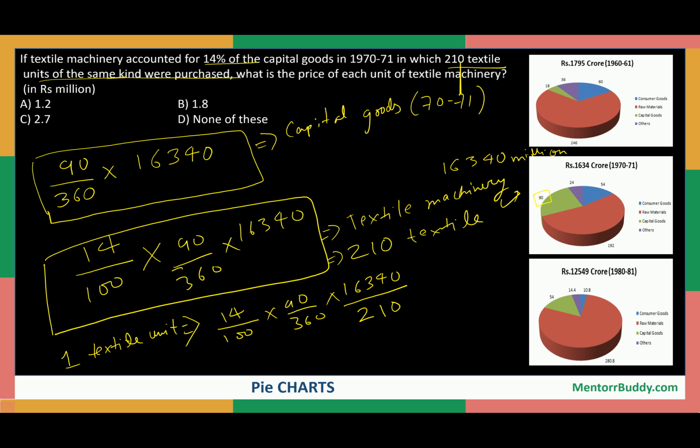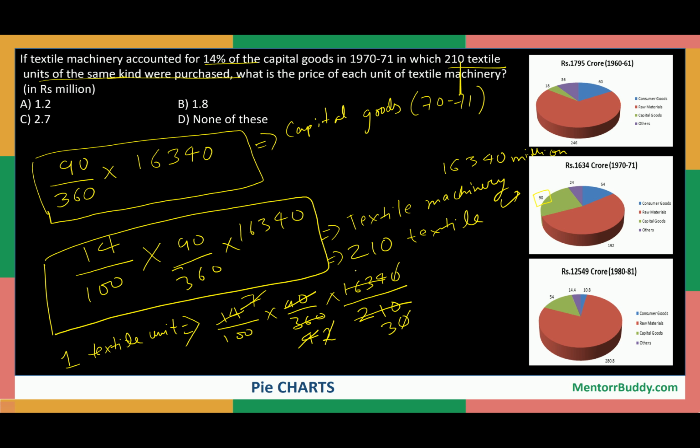Then we will get the final value of one textile unit. Now we can solve it, right? We can easily solve it. 90 into 4 is 360, right? And we can divide by 2, so 2 will come here and this will become 7. And we know 7 into 3 is 21, so this will become 30. 7 into 30 is 210, right? And this 0 we can cancel out, and we can cancel out this 3. This is 7, 3, 10 and 14, right? So we can cancel out with 2.